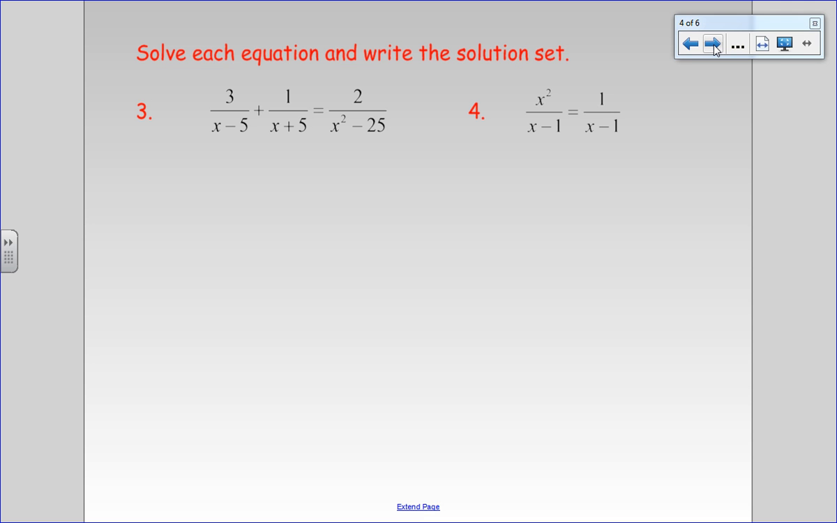Let's do 2 more examples. In problem number 3, note that we have 3 rational expressions. And also note that on the right-hand side, that denominator, x squared minus 25, is a difference of squares. It factors into the quantity x plus 5 times the quantity x minus 5. And so we can use that pair of binomials as our LCD. So we're going to multiply both sides of the equation by both x plus 5 and x minus 5.